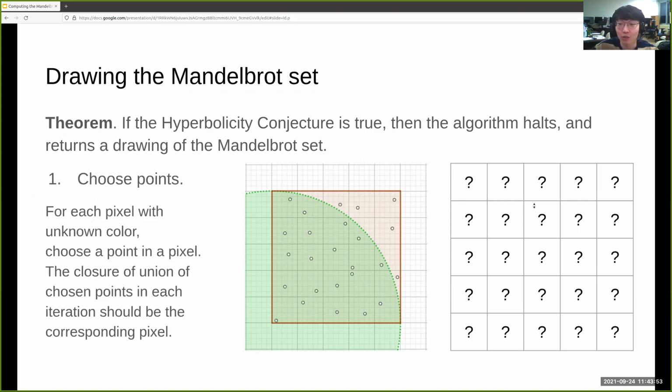Now we're going to choose points. Oh, by the way, I'm using an example of x squared plus y squared is less than 1, but it should apply the same for the Mandelbrot set. For each pixel with unknown color, choose a point in the pixel. Then the closure of the union of chosen points in each iteration should be the corresponding pixel. If the wording is too hard, in other words, the closure of the set of all iterated points of one pixel should be the pixel itself.